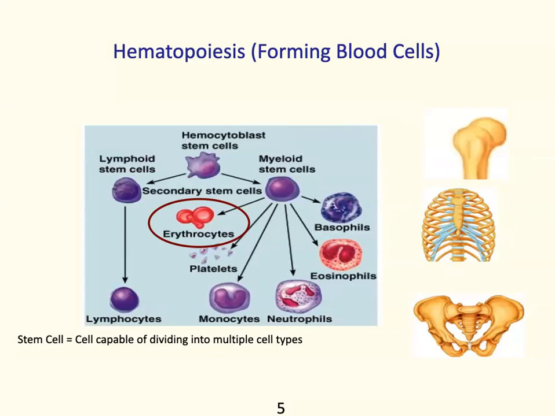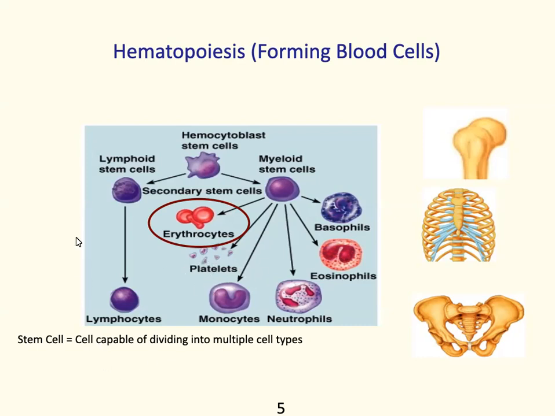Hematopoiesis or hemopoiesis is the formation of blood cells, whether that's red blood cells, white blood cells, or platelets. We have specific terms to describe each. Formation of white blood cells is called leukopoiesis. Formation of red blood cells is called erythropoiesis. Formation of platelets is called thrombopoiesis.